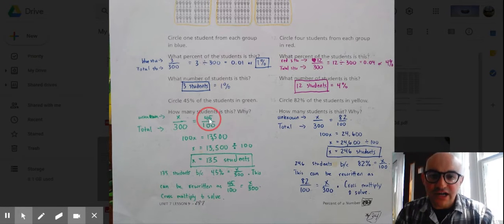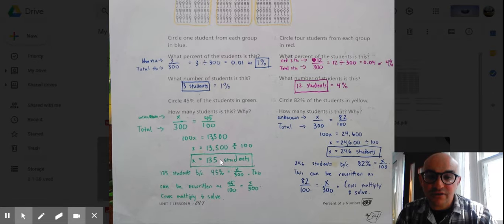Here I've got a fraction of 45 over 100. Where did that come from? It came from 45%. All I did is rewrite 45% as a fraction. Now I just cross multiply. 100 times x is 100x. 300 times 45 is 13,500. I divide by 100 to find that x equals 135 students.